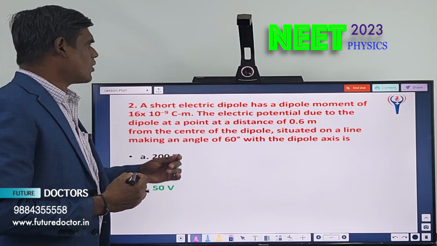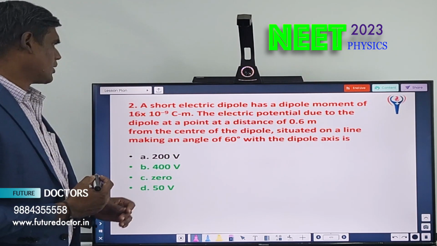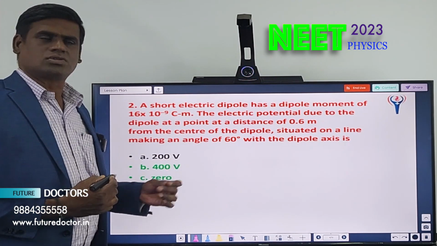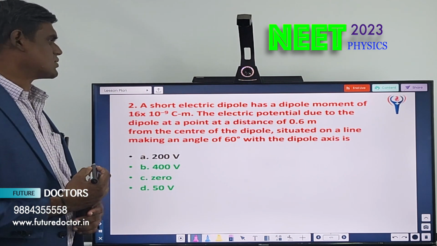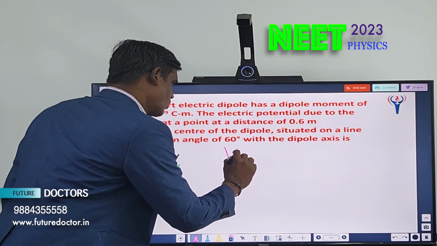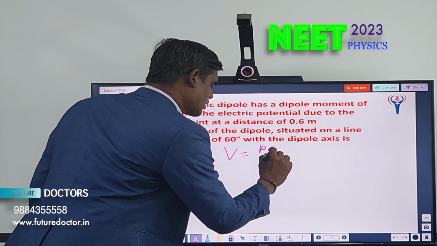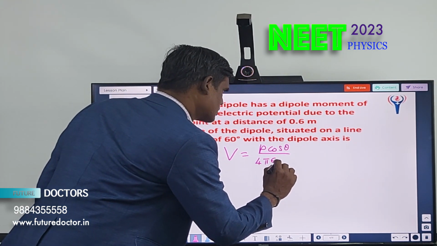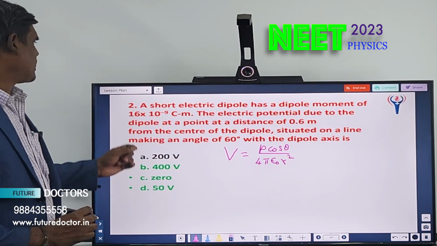A short electric dipole has a dipole moment of 16 into 10 power minus 9 coulomb meter. The electric potential due to the dipole at a point at a distance of 0.6 meter from the center of the dipole, situated on a line making an angle of 60 degrees with the dipole axis, is dash. That is V, potential due to a dipole. V equals P cos theta by 4 pi epsilon naught R square. This is the formula. And P is given how much?